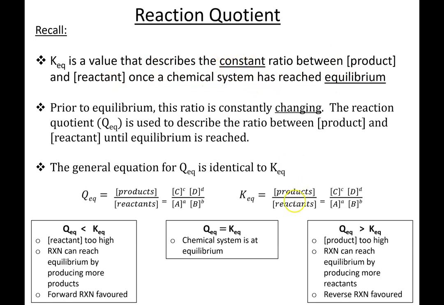And of course, this ratio of products to reactants will not change unless the temperature changes as well. However, prior to equilibrium, this ratio is constantly changing. And during this time, the reaction quotient, QEQ, is used to describe the ratio between the product concentration and reactant concentration until we reach equilibrium. So essentially, QEQ describes the current ratio of products to reactants, while KEQ describes the ratio of products to reactants when the reaction's over, or when the reaction has reached equilibrium.